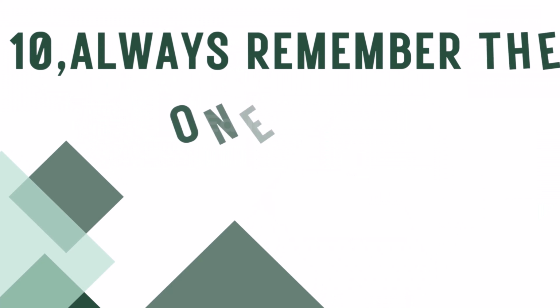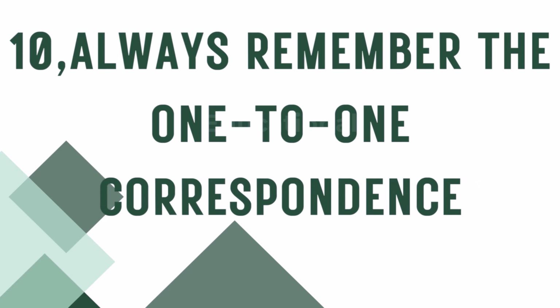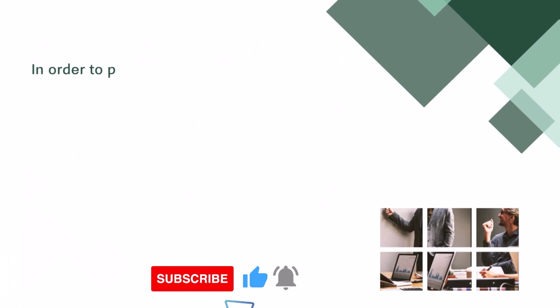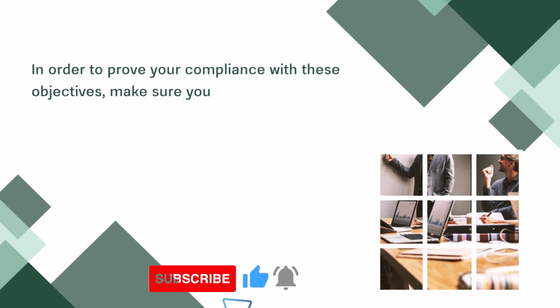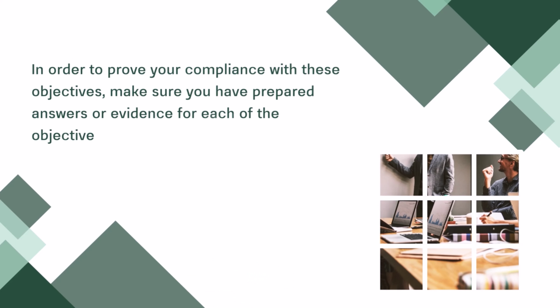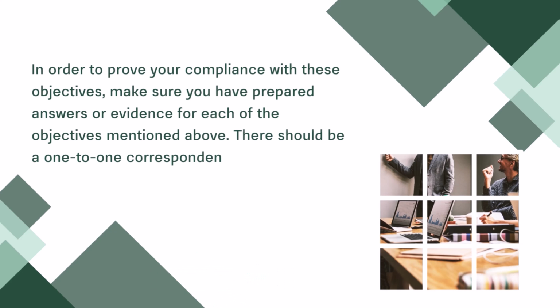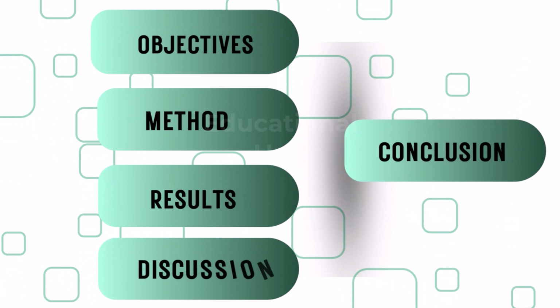10. Always remember the one-to-one correspondence. In order to prove your compliance with these objectives, make sure you have prepared answers or evidence for each of the objectives. There should be a one-to-one correspondence in the objectives, method, results and discussion, includes corresponding tables or figures for each objective with explanations, conclusion sections.